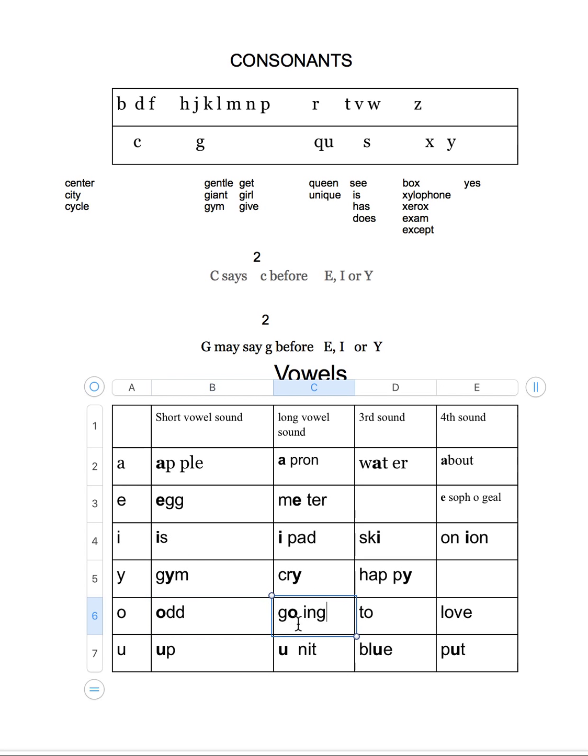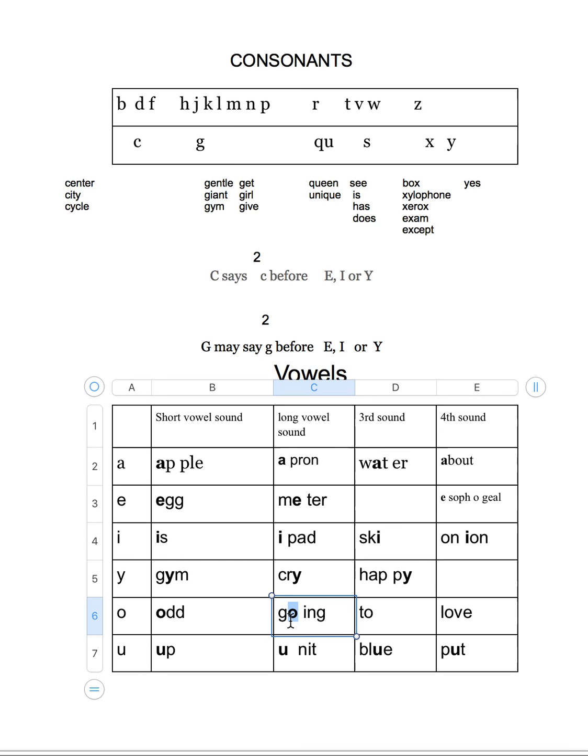Ah, O, oo, uh. Ah is the short sound, as in odd. You'll notice that is the same as in water. Odd, water. Going. O says O at the end of a syllable. How many syllables in going?